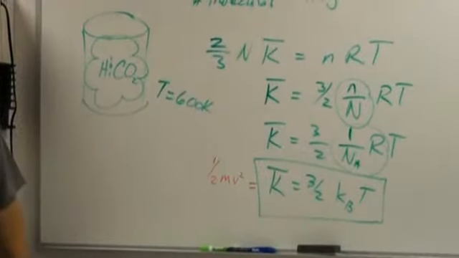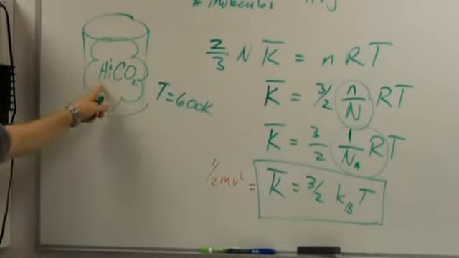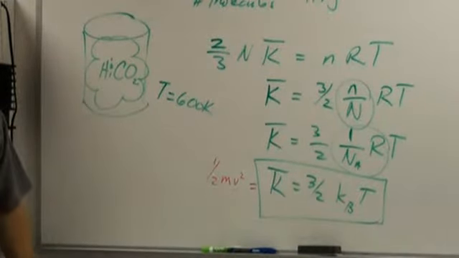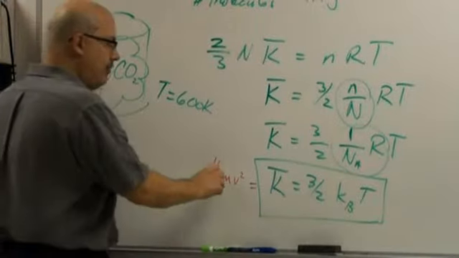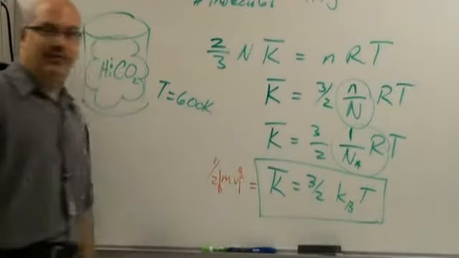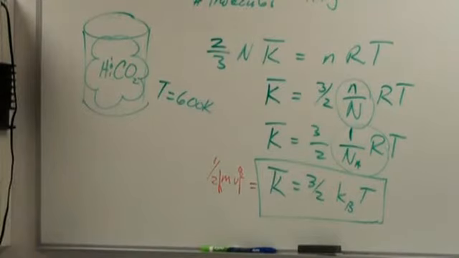So which molecules are moving faster? Which gas is moving faster on average? Yeah, the one with the lowest mass must have the highest velocity.